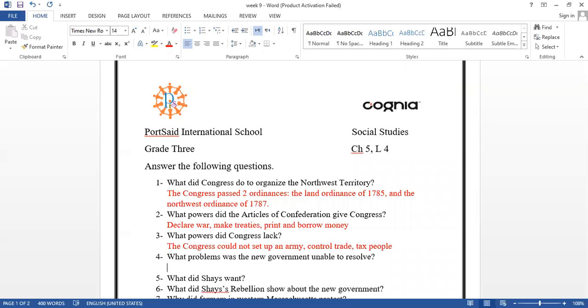Question number 4. What problem was the new government unable to resolve? Tell me, what are the problems of the Articles of Confederation? There were some problems. Like what?